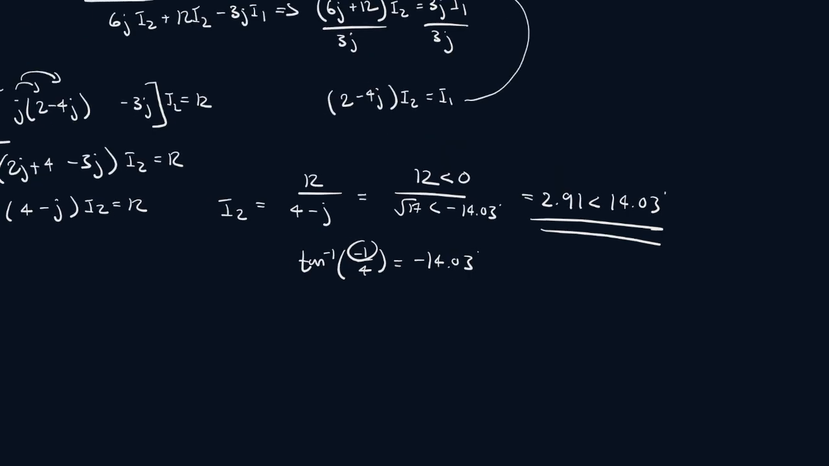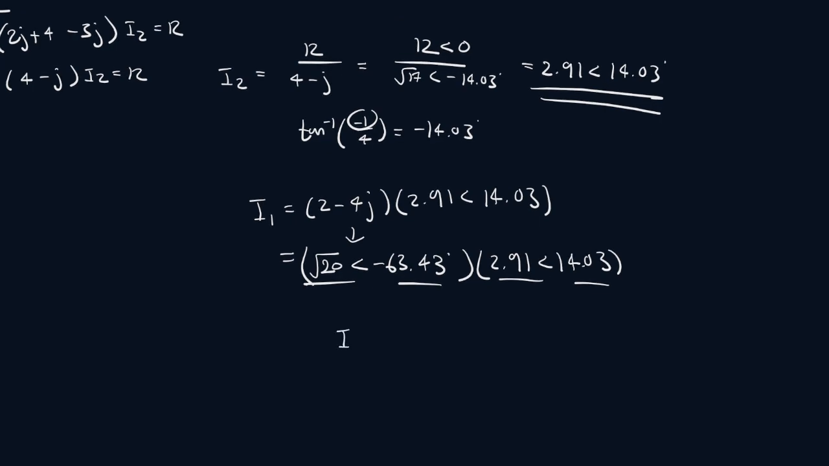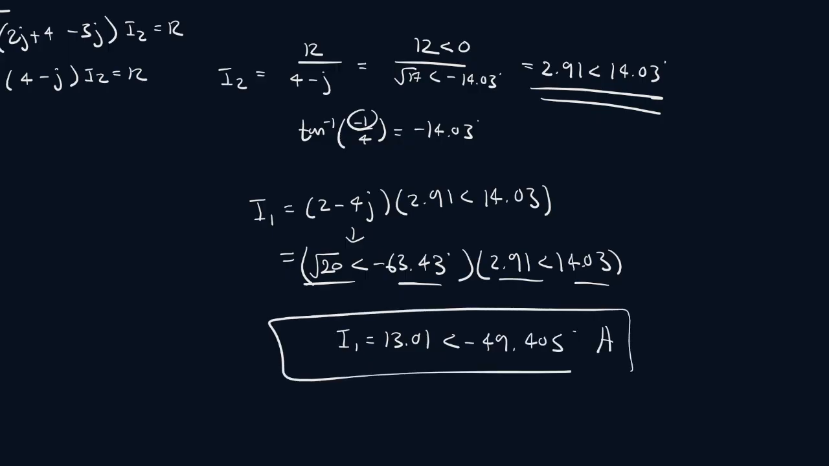Now your I1 will be 2 minus 4j times I2. So get this into phasor format, which will be the square root of 20 phasor minus 63.43 degrees, times 2.91 phasor 14.03. Multiply these two, and then add these two. And for your I1, you should get 13.01 phasor minus 49.405 degrees. And this is all in amperes, and same with this one.